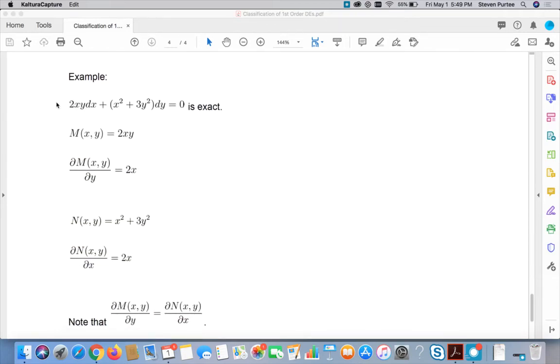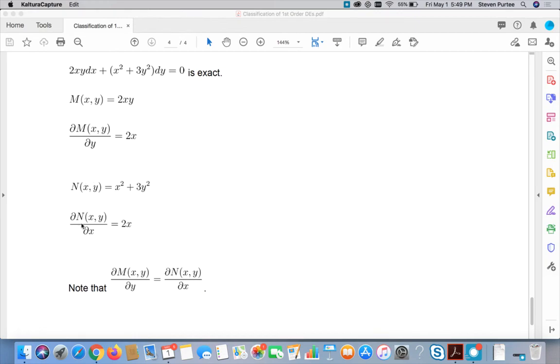All right, so we have this differential equation here in differential form. So the stuff in front of dx we call M. That's 2xy. Remember, when you're taking partials, treat everything else as a constant. So the partial derivative of 2xy with respect to y is just 2x. x is a constant as far as y is concerned.